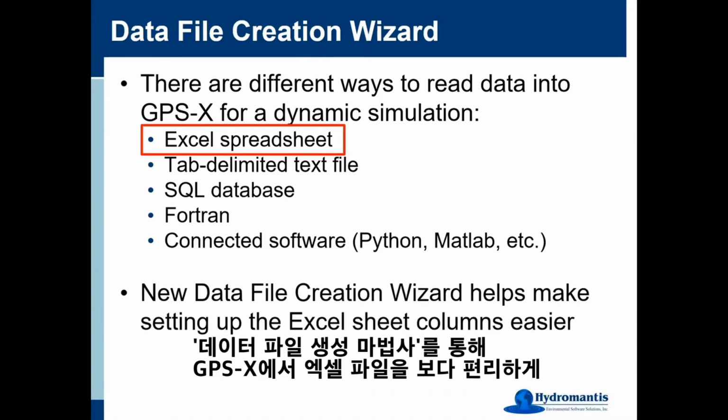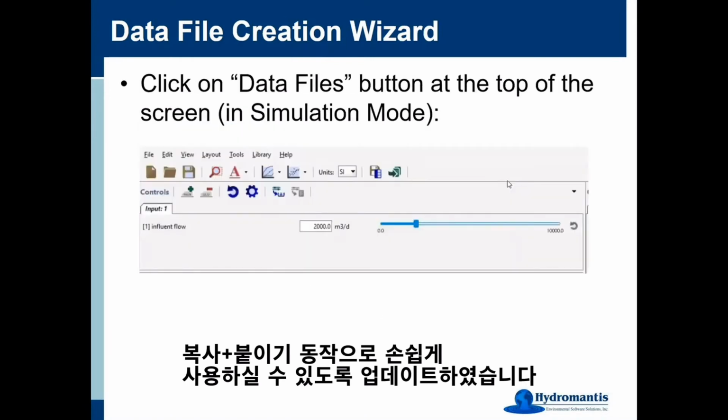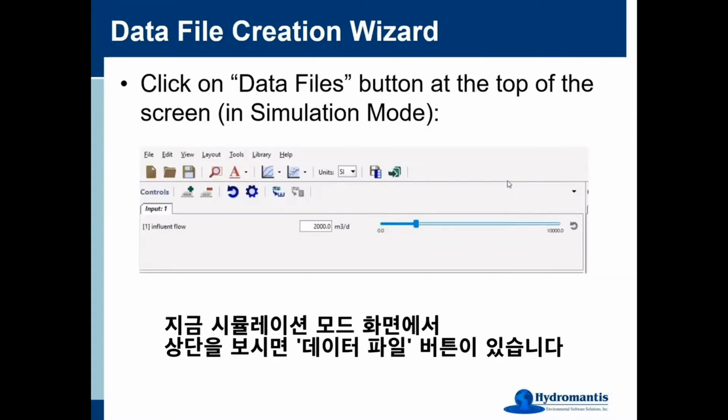So what we did was we then created this file creation wizard. It's a way to nicely set up things so that you can have the spreadsheet formatted in the way that GPSX needs to see it, and so you can just cut and paste your information in. So this is a new button at the top of the GPSX window in simulation mode. You will see this new data files button here.